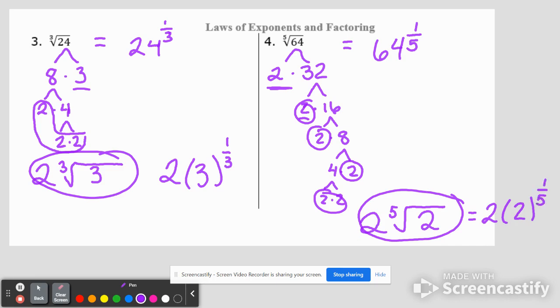Okay, that is all of your laws of exponents and simplifying square roots.